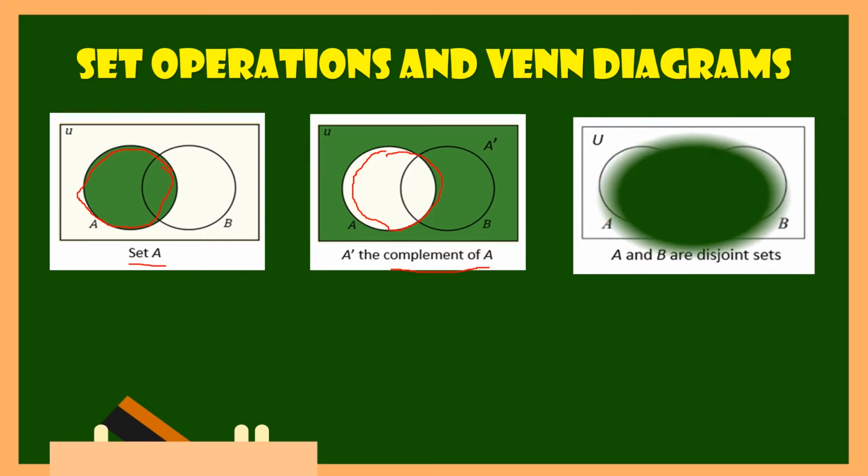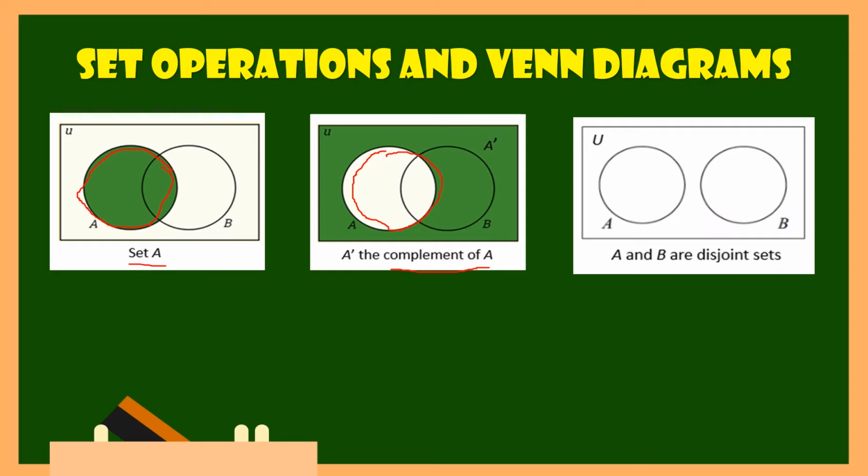Then, third feature natin is A and B are disjoint sets. So, when we say again disjoint sets, wala tayong same element. As you can notice, hindi nag-meet yung dalawang circle natin or walang point of intersection. Ibig sabihin, walang same element or common element kay set A as well kay set B. So, that's why they are disjoint sets.